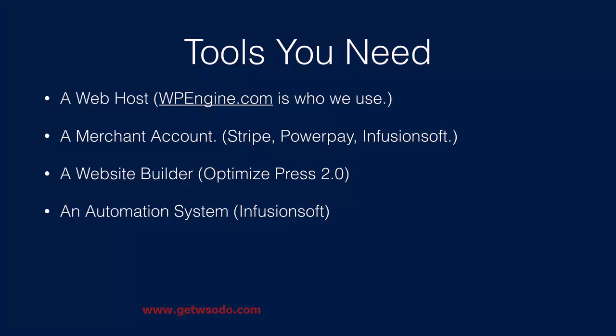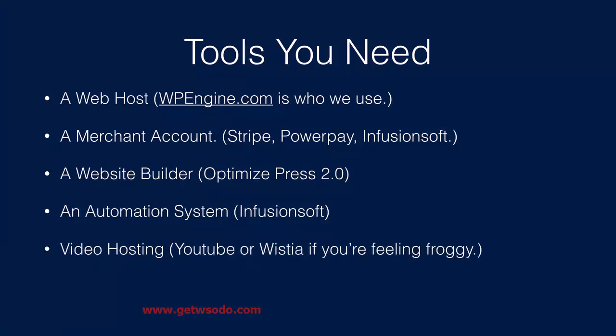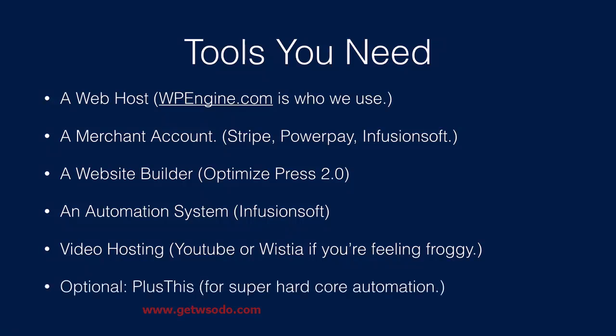The final thing we're going to need is video hosting, because we're going to be making some videos, and you can use YouTube, which is free. And if you want to get real fancy, you can use Wistia. They cost a little bit of money, but a negligible amount, and they enable you to do some fancy stuff. And one optional tool is something called PlusThis. That's a plugin for Infusionsoft. If you want to do super hardcore automation, like automated webinars and really cool tracking and heavy duty automation, we'll use PlusThis, and that is a whopping, I think, $3 a day, so it's relatively inexpensive.